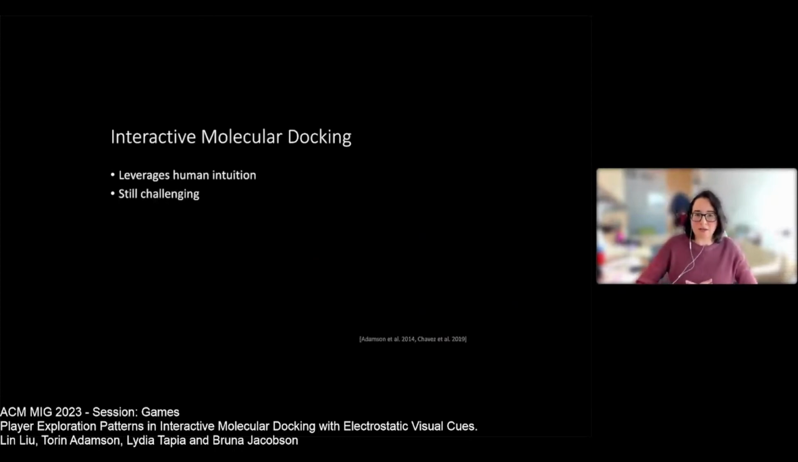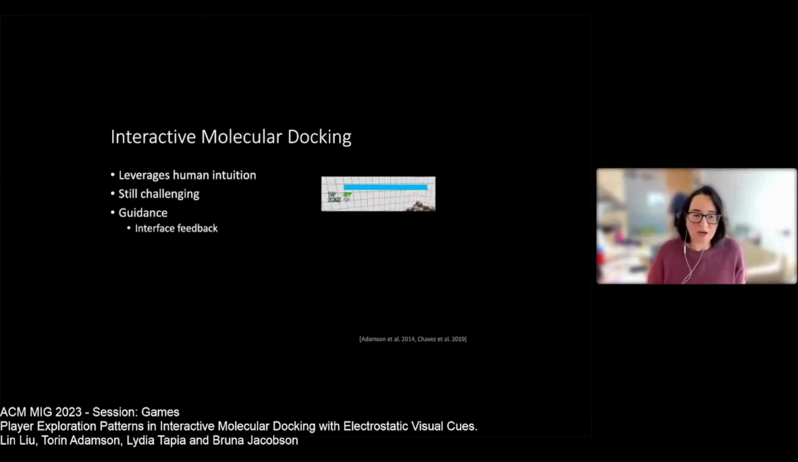As I mentioned, interactive molecular docking is like a game that leverages human intuition to try to find those docked positions. So it's still challenging, due to the many degrees of freedom of the problem, but the user has some guidance. So there is some interface feedback, typically a score.